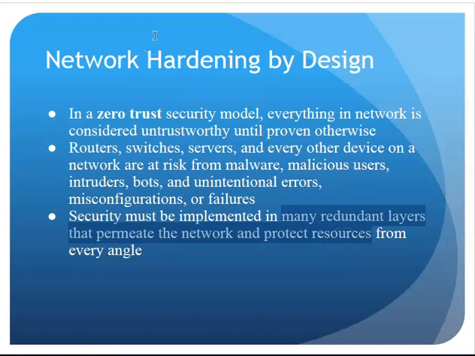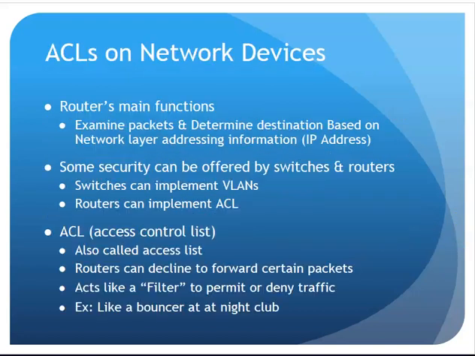In a zero trust security model, everything in the network is considered untrustworthy until you can prove otherwise, until you have some means in place to verify that it is trustworthy. All our devices, routers, switches, servers, everything are at risk. So there needs to be something in place to protect them and/or ensure that they're operating without being compromised, if you will. So that brings us to security has to be done in multiple layers, which is why we're adding some additional topics in this chapter.